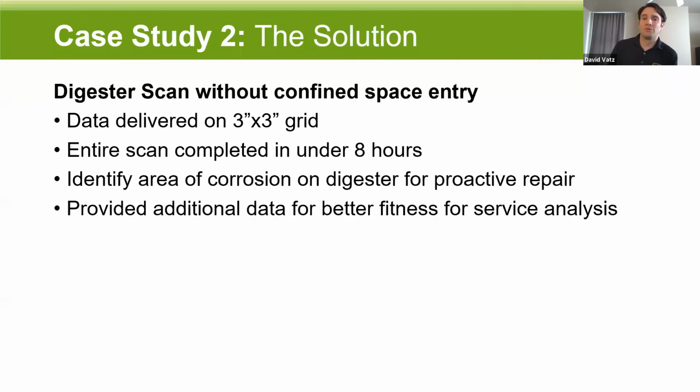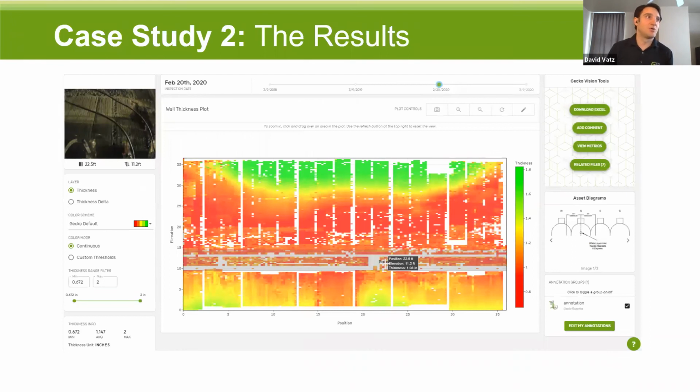The inspection procedure we came up with was an internal digester scan with no confined space entry. We designed a procedure where we could launch the robot from the top flange of the digester, drive it down into the digester, and collect readings on a 3-inch by 3-inch grid with no confined space entry, handling the entire inspection in about 8 hours. You can see what this looks like. This was the data we collected on this particular digester, and you can see really dense data.